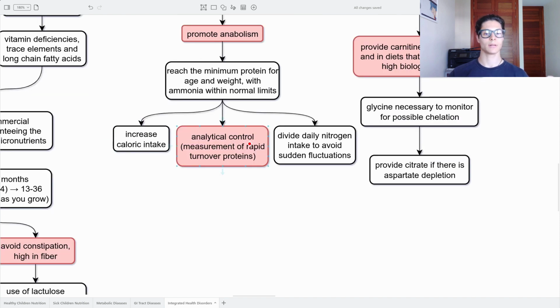There is an analytical control, the measurement of rapid turnover proteins, such as prealbumin and the retinol binding protein, avoiding albumin because it's not a rapid turnover protein. And then we have to divide the daily nitrogen intake to avoid sudden fluctuations.